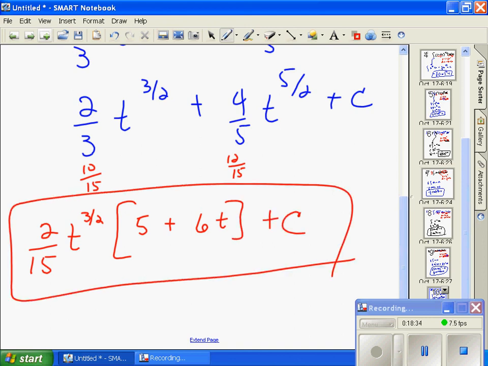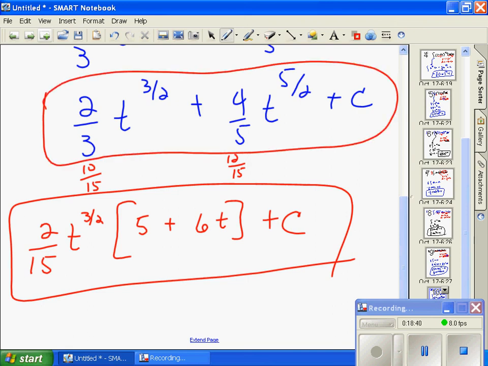Bingo. There it is. So I don't really care which one you use, but sometimes that second one will be very helpful in evaluating some things. So I just wanted to kind of bring that up.